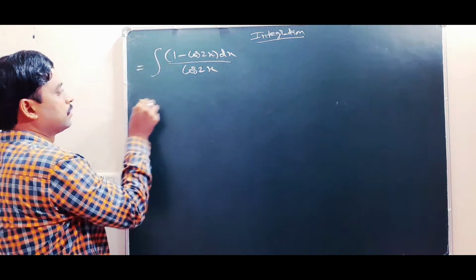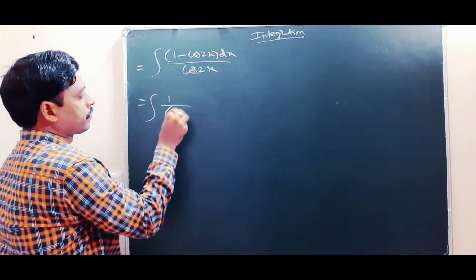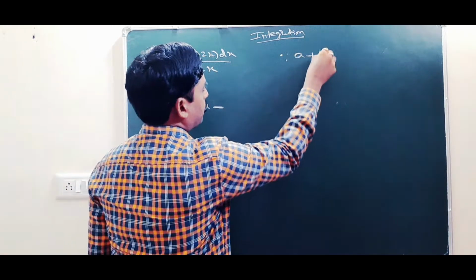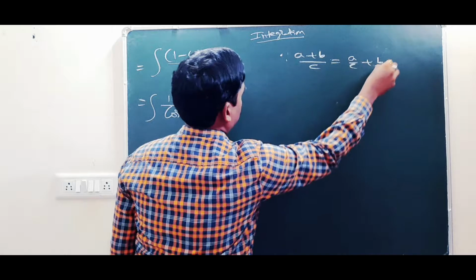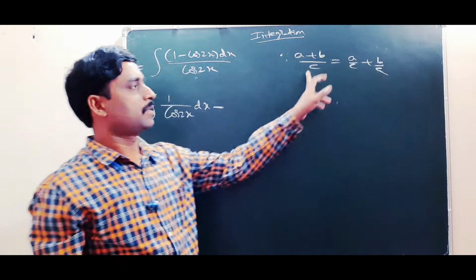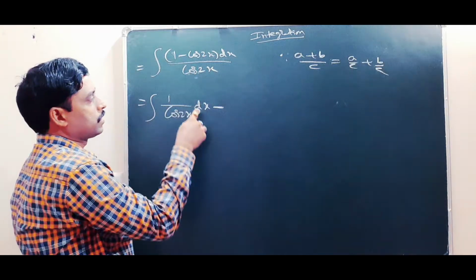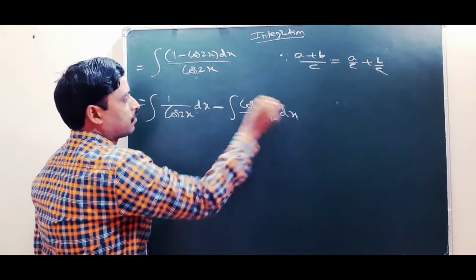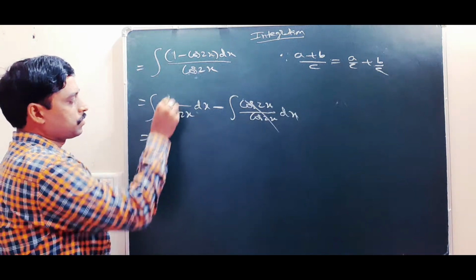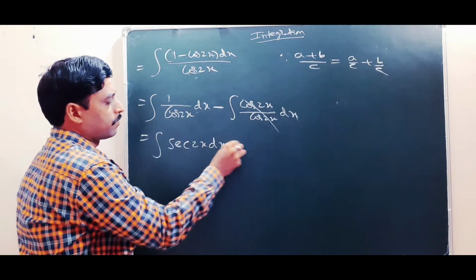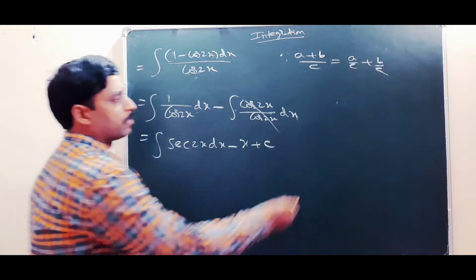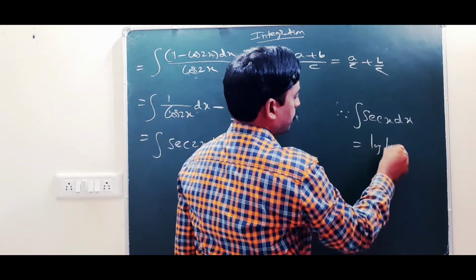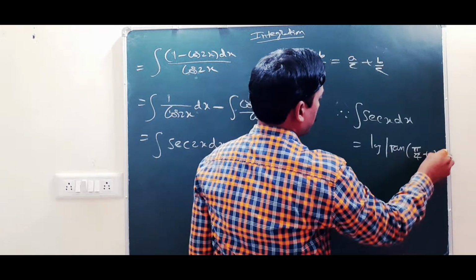It is nothing but 1 by cos 2x dx minus cos 2x by cos 2x, applying the formula a plus b by c equals a by c plus b by c. So 1 by cos 2x dx minus cos 2x by cos 2x dx. The cos 2x cancels. So 1 by cos 2x is secant 2x, minus 1 dx. We have the integral of secant x dx equal to log of tan pi by 4 plus x by 2.